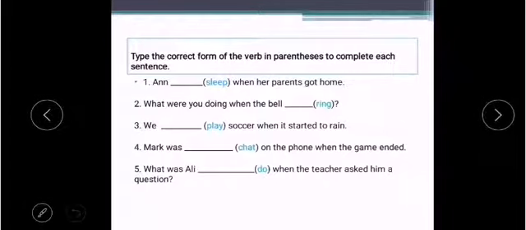Mark was. هون مكتوب عن الفاعل. Mark subject, was because it's singular. Chat بتصير chatting with the double T بنحط اثنتين بعدين ing. What was علي do، هاي الquestion. لما يكون عندنا WH question بنضيفه قبل was أو were. What was علي blank do شو بتصير؟ Doing. What was علي doing when the teacher asked him a question.